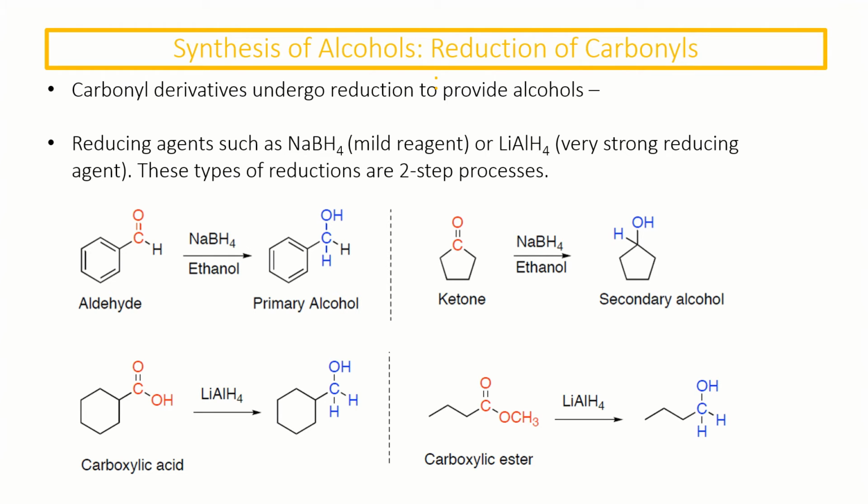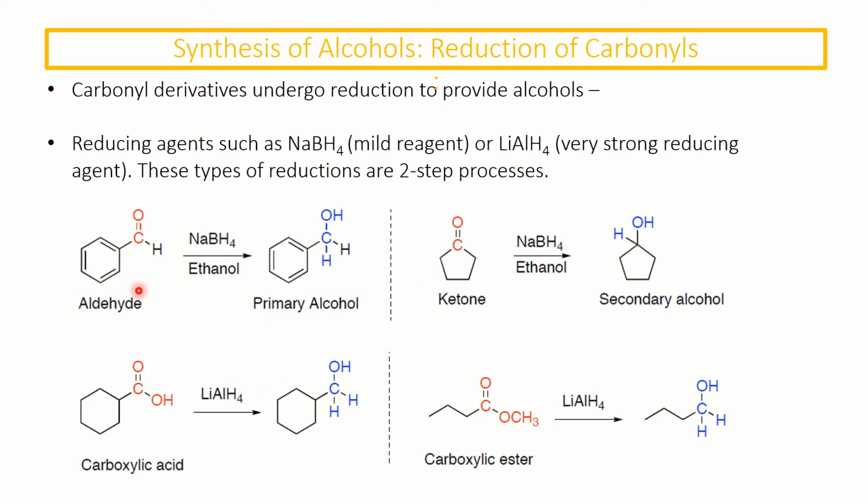So we're reducing carbonyls. And if you note here, we have two major reagents. We have sodium borohydride, which is milder than lithium aluminum hydride, which is very strong. So here we can achieve the reduction of an aldehyde using sodium borohydride to give us a primary alcohol because we've added dihydrogen across this double bond. The same thing occurs here with a ketone. We end up with a secondary alcohol. We've added dihydrogen across this double bond.